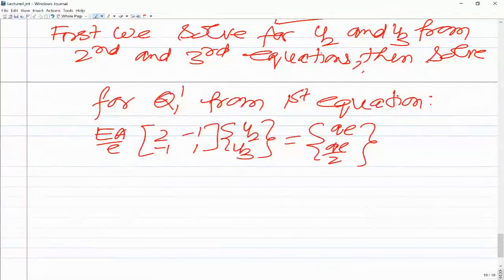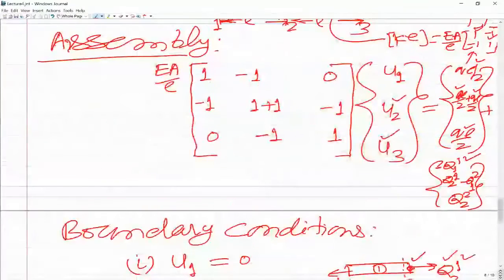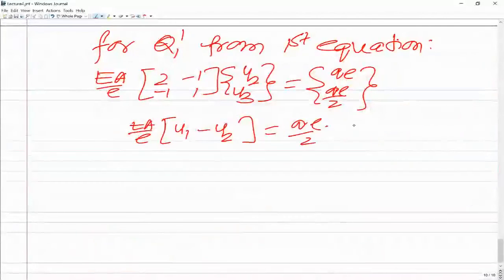So the first equation is already, now you have EA by L, and then you have u1 minus u2. u1 is already 0. I am looking at the first equation. So you have EA by L times U1 minus U2 is equal to QL by 2 minus Q11. So once you have solved for U2 and U3 from this equation, U1 is already 0, you put the value of U2, you can solve for Q11.